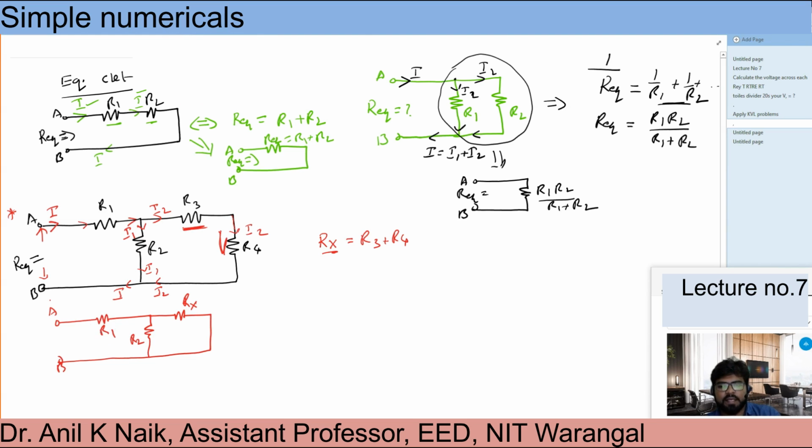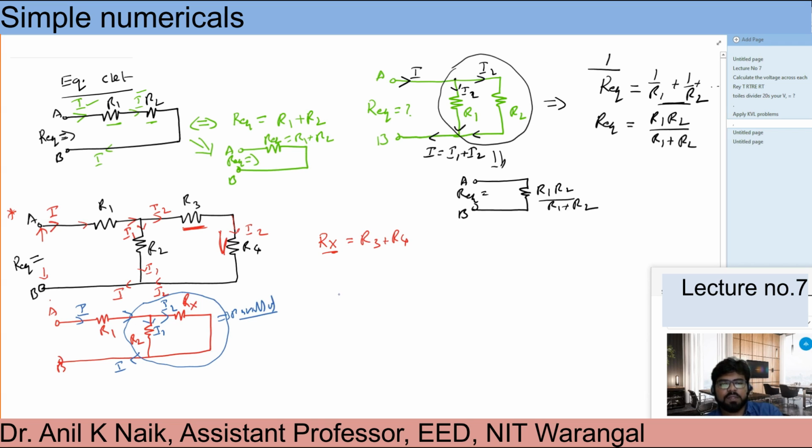Now come back again here. So this is my current again. I is coming like this, and here it is again divided. This is going like I1 and this is going like I2 and coming back here. Whatever the current I1 and I2 which are flowing through this come back as the same current. So at this moment I can take R2 and Rx, both are connected in parallel. Understand the concept here: R2 and Rx are connected in parallel.